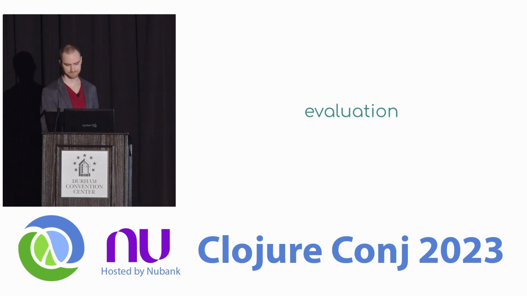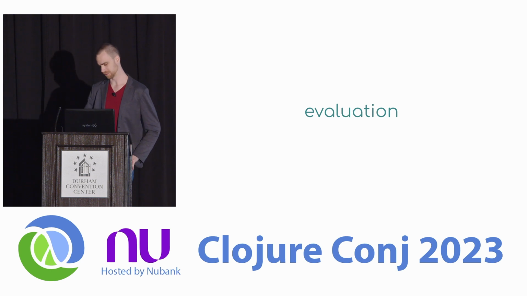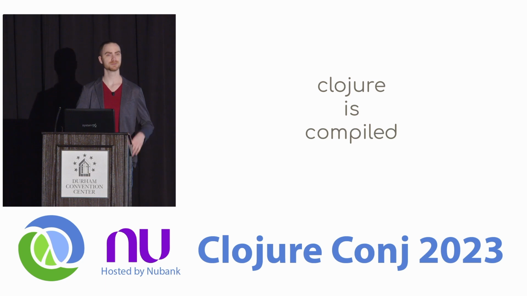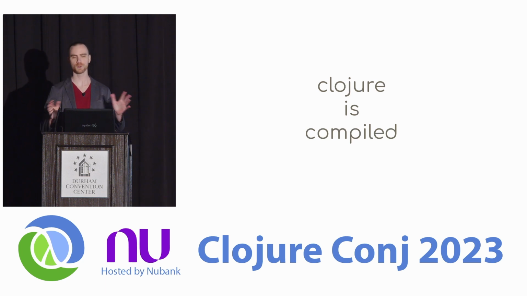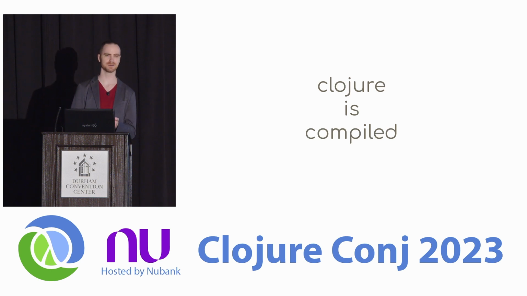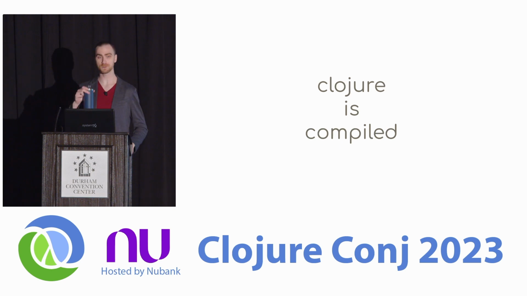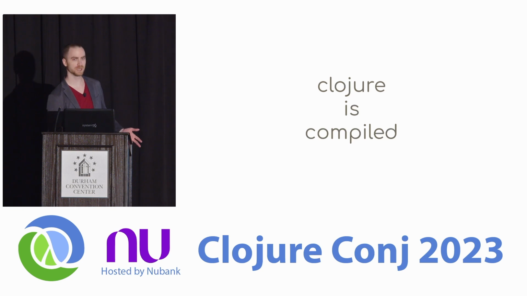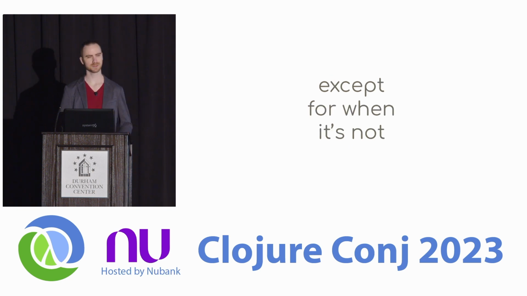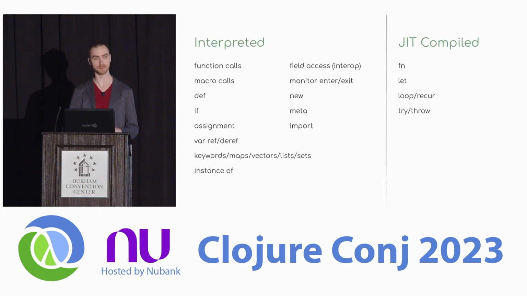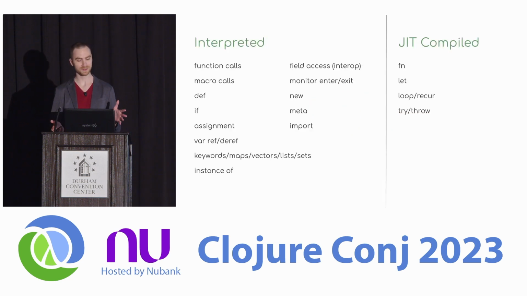Now for evaluation, I have to get something off my chest here. I'm sorry if this sounds like ranting. Clojure is compiled. We all know this, right? Clojure is a compiled language. I checked Wikipedia. Clojure is a compiled language, okay? No, I checked clojure.org. Clojure is a compiled language. Clojure compiles to JVM bytecode. We know this. Clojure is a compiled language, except for when it's not. When is it not? Actually, a lot of the time.